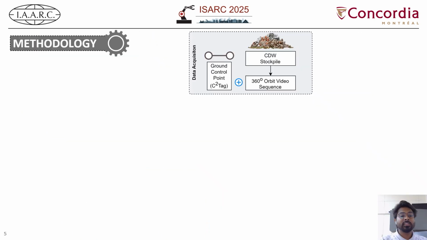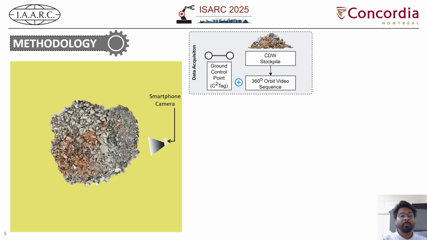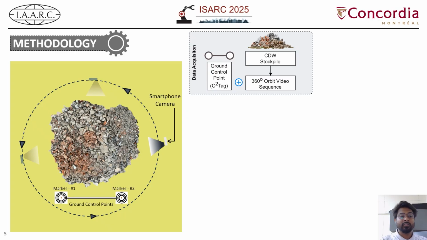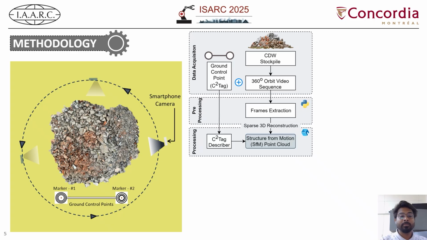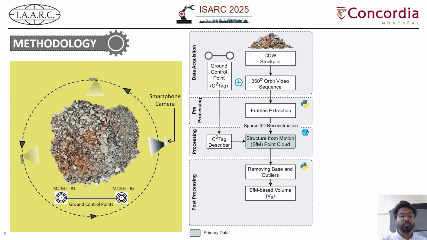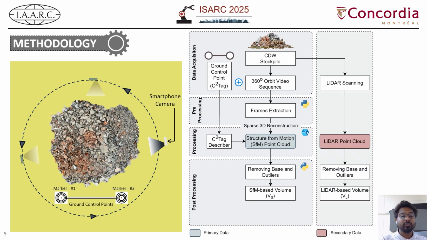Thus, the methodology starts with the data acquisition of the construction and demolition waste stockpile, and we have taken a 360-degree orbit video around it utilizing a smartphone camera. We have also placed the CC tag, which serves as a ground control point. Once the video sequences were captured, we extracted the frames using a Python script, and the structure from motion point cloud was generated utilizing Meshroom software. The last step is the post-processing, where we remove the base and the outliers to eventually get the volume of the C&D waste. This was the primary data.